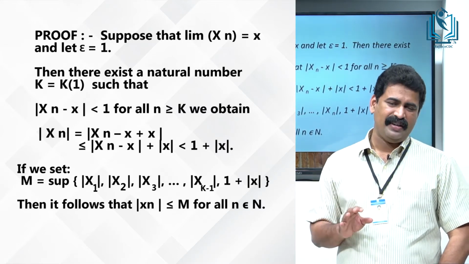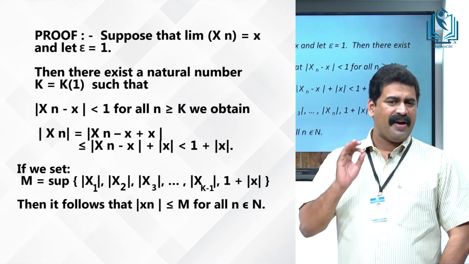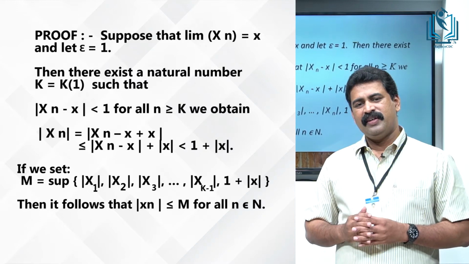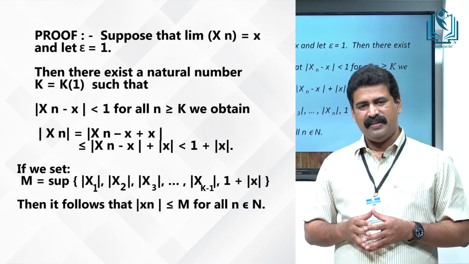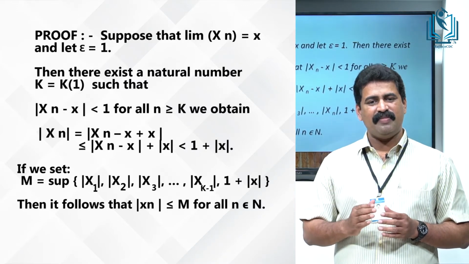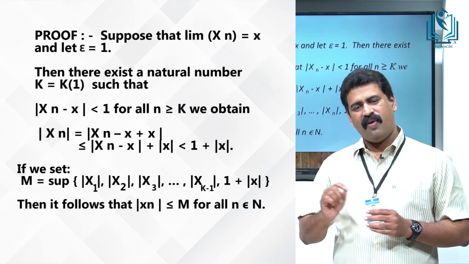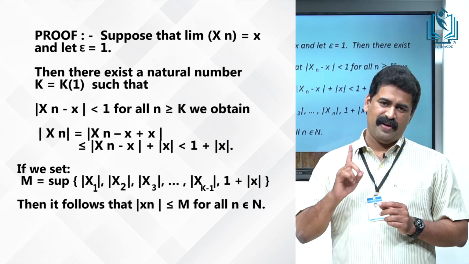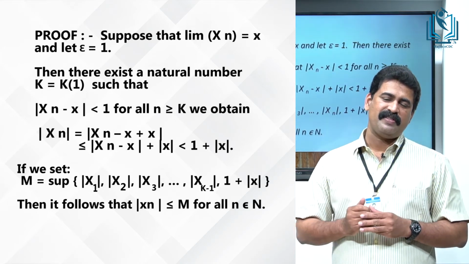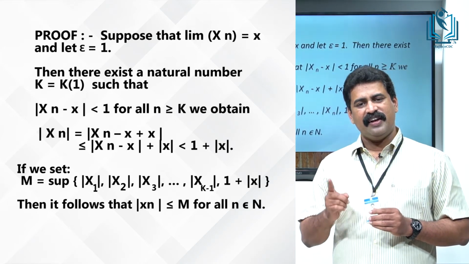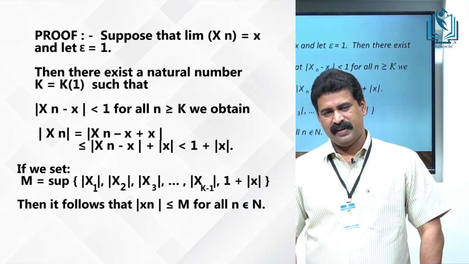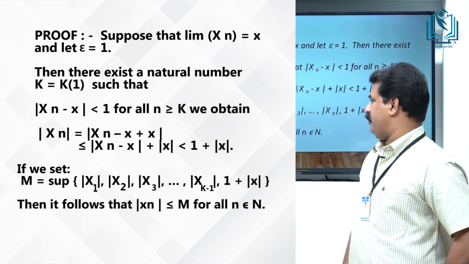Then by the definition, we can write for every epsilon greater than 0, there exists a natural number k of epsilon in N, such that modulus xn minus x is less than epsilon for all n greater than or equals k of epsilon. Here we choose epsilon equals 1. So this definition becomes modulus xn minus x less than 1 for all n greater than or equals k of 1. Clear?